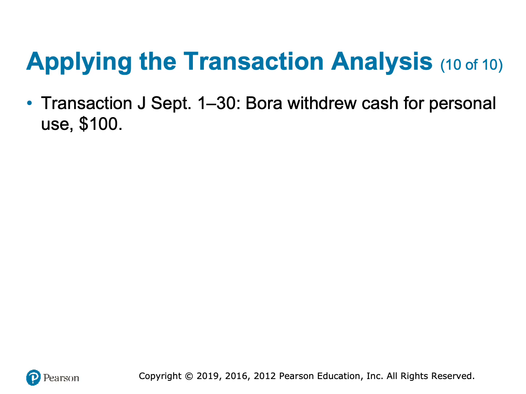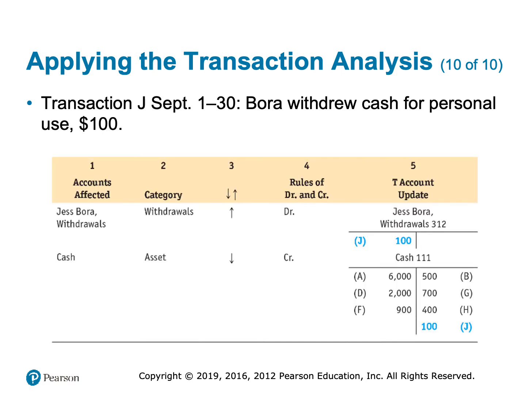So here we're told that the owner, Jess Bora, withdrew cash for personal use. Remember, anytime the owner withdraws cash, that is the drawing or withdrawal account. And remember, we said that withdrawals or drawings are always debited. So I want to debit the withdrawing account. And then since they withdrew cash, I have less cash now than I did before. Cash is an asset with a normal debit balance, so I want to credit the cash account to decrease it.